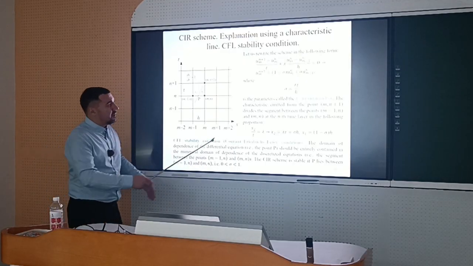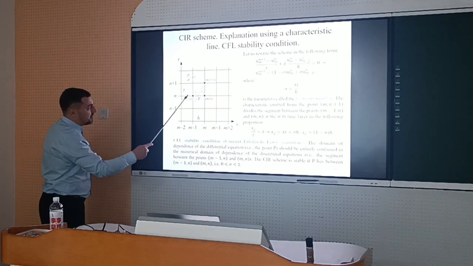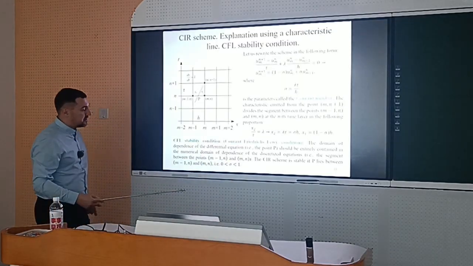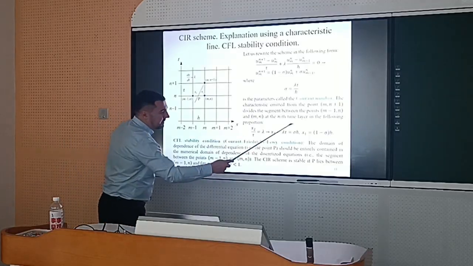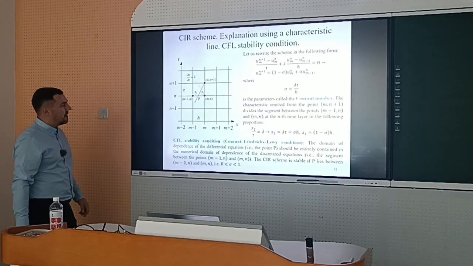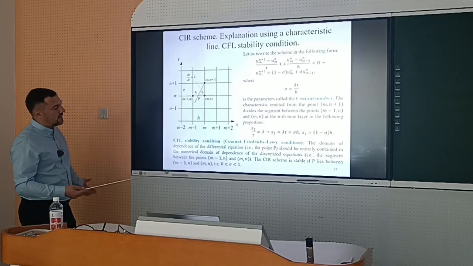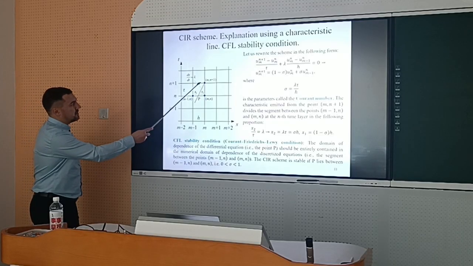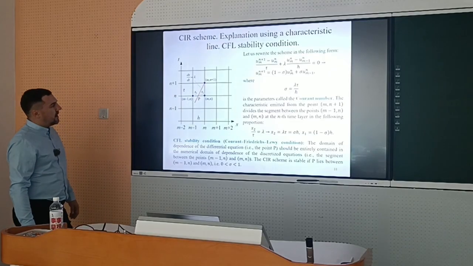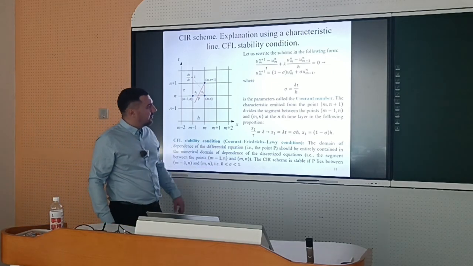What does it mean from the Courant number point of view? If this point P is between the two points, it means that the Courant number sigma should be between 0 and 1. Then this point will be between m-1 and m. Otherwise, for example, if you take sigma equal to 1.5, the characteristic will intersect the layer here, at the center of another segment, and so on. So sigma should be between 0 and 1.